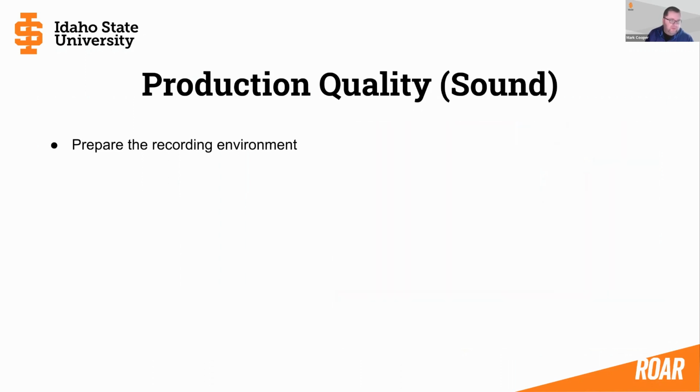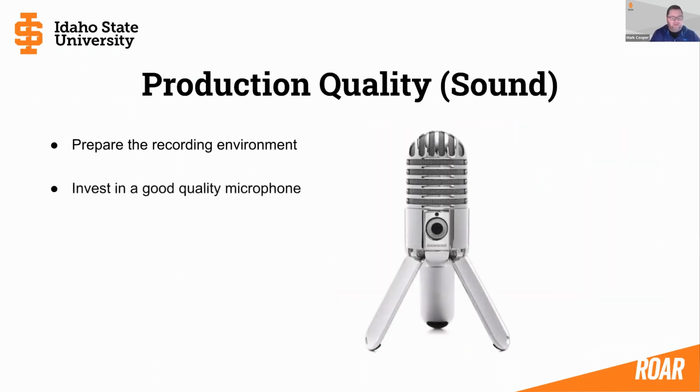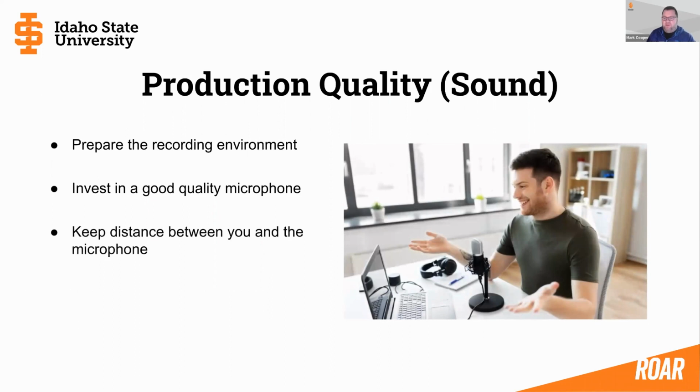Another way to produce good quality sound is to invest in a good quality microphone. You might not want to rely on the built-in microphones on your laptops or your desktops to always deliver the best sound. A good USB external microphone will produce good quality, rich sound. And when I say good quality, that doesn't necessarily mean expensive. I use a microphone called a Samson Meteor mic, and you could find that on Amazon for less than $50.